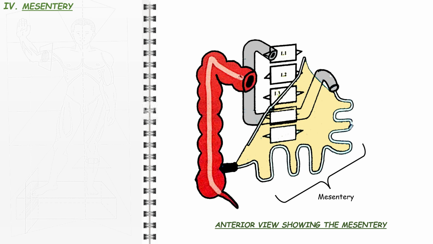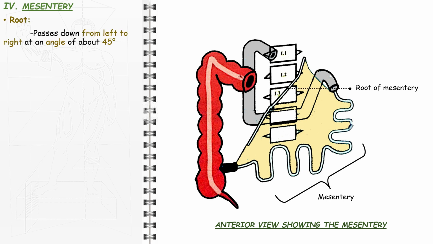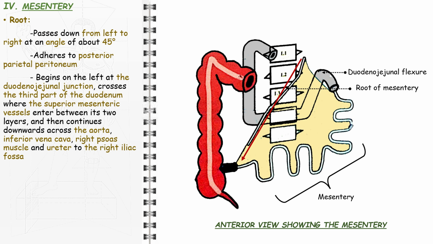The root of the mesentery passes down from left to right at an angle of about 45 degrees. It begins on the left at the duodenojejunal junction, crosses the third part of the duodenum where the superior mesenteric vessels enter between its two layers, and then continues downwards across the aorta, inferior vena cava, right psoas muscle and ureter to the right iliac fossa.